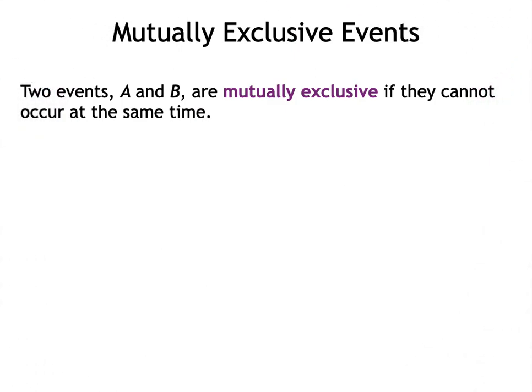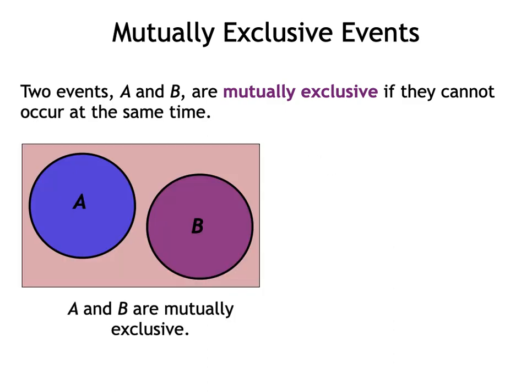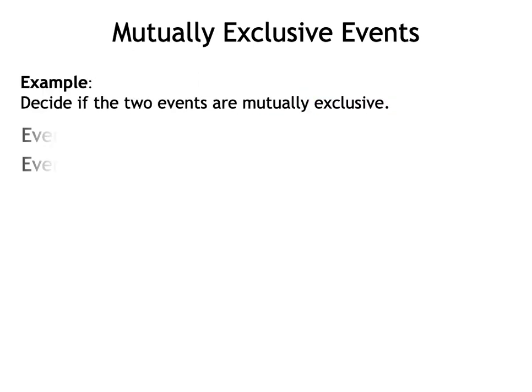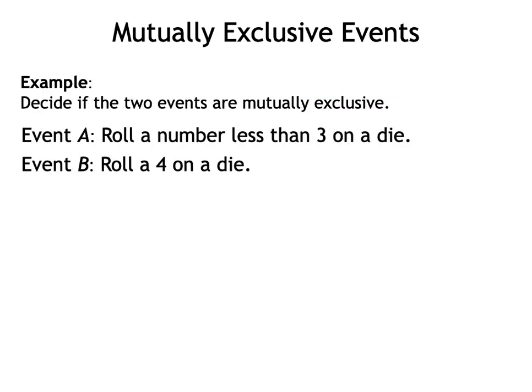Now, let's elaborate on it further. Two events A and B are said to be mutually exclusive if they cannot occur at the same time. So in this illustration, these two events A and B are mutually exclusive. They don't have anything in common. They do not overlap. However, in this case, A and B are not mutually exclusive, because the two of them overlap, and this region indicates outcomes that are common to both of them. Let's have the following examples. Let's identify if the events involved are mutually exclusive or not.